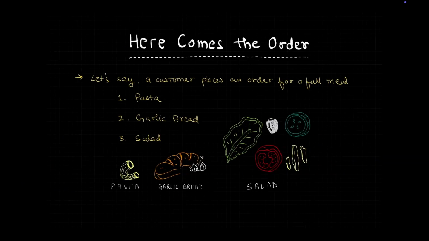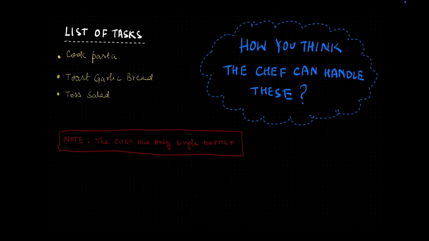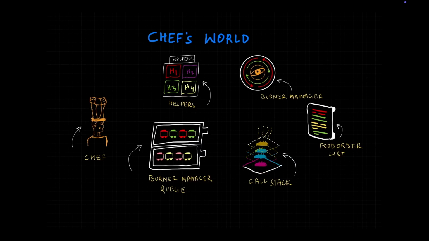So here comes the order. Let's say a customer places an order for a full meal: pasta, garlic bread, and salad. We have 3 tasks. We have to cook the pasta, toast the garlic bread, and toss the salad. So how do you think the chef can handle these? We have to note that the chef has only a single burner, right? So let's see how the chef can handle these.